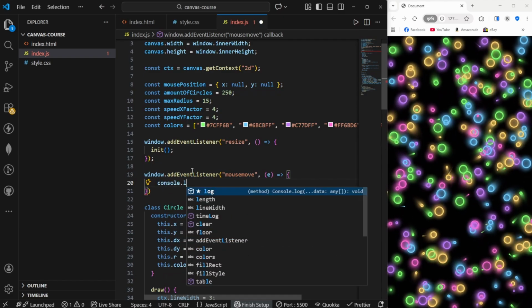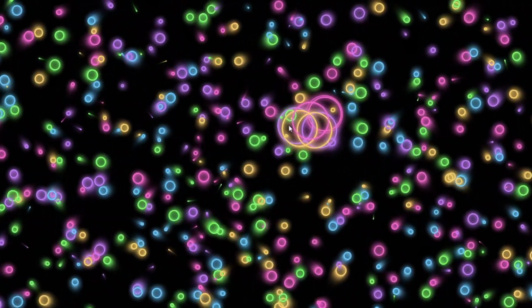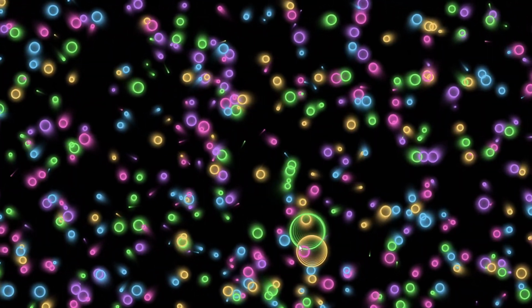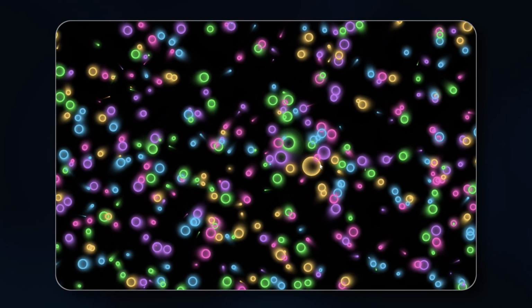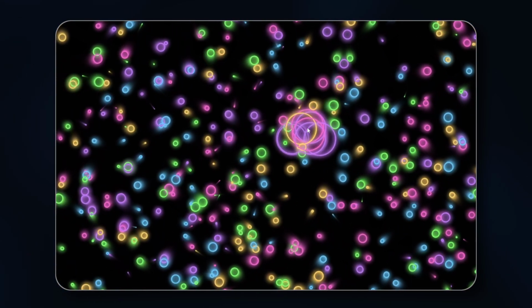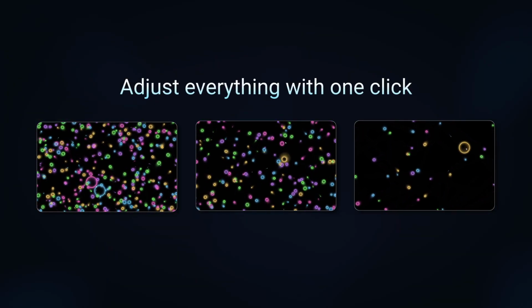It's your favorite NPC, and today we're going to build this colorful particle effect that will increase the circle sizes once the user hovers over them, using HTML, CSS, and JavaScript. By the end, you'll have the exact same effect and you'll be able to change colors, amount of circles, radius, and more with just a single click. So let's get started, guys.